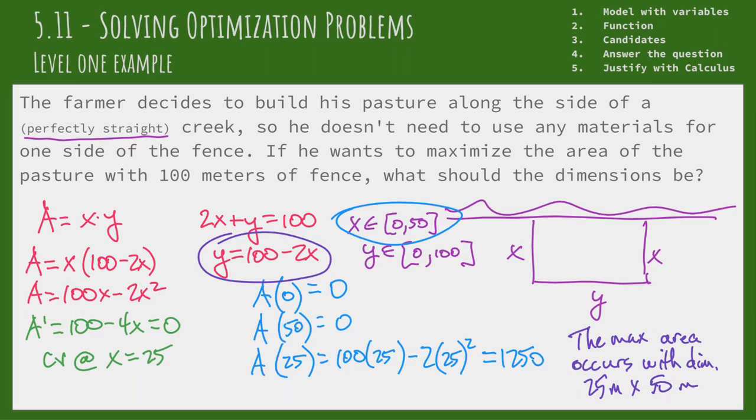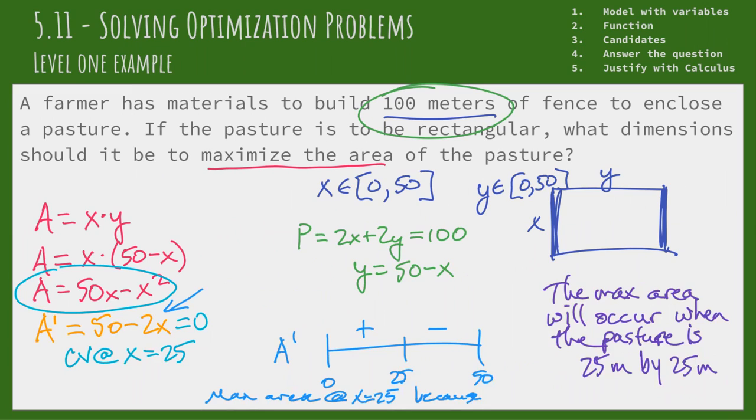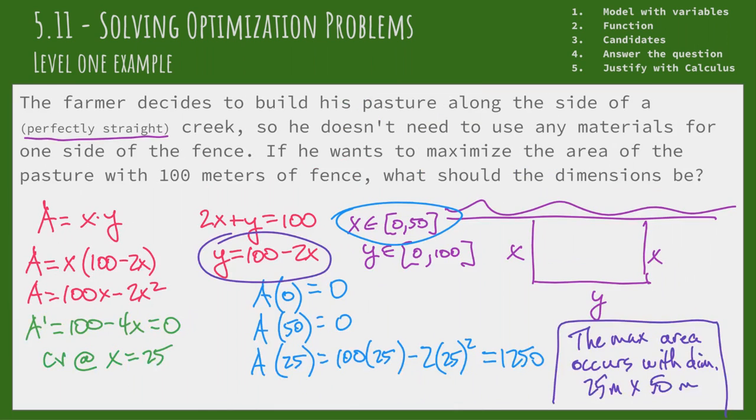So I do want to point out here that it does matter which dimension is 25 and which one's 50. In the previous example, 25 by 25, it doesn't matter if x is 25 or y is 25 because they both are. So it does matter which one is x and which one is y. So it might be useful to answer the question a little bit more specifically. I also want to point out that logically, the x value cannot be 50 and the y 25, because that would require 125 meters of fence, which we don't have.